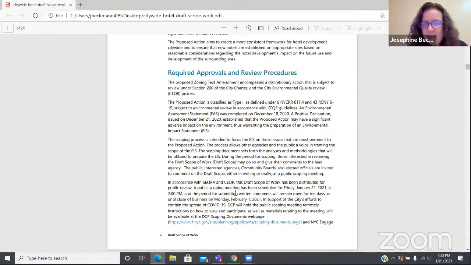The scoping process is intended to focus the EIS on issues that are most pertinent to the proposed action. And similar to what was done in the M1, it would really look at environmental impacts. It would take a look at transportation, traffic, street. It would really give a general overview of when siting a hotel, a real thorough community review, which is currently not the case.